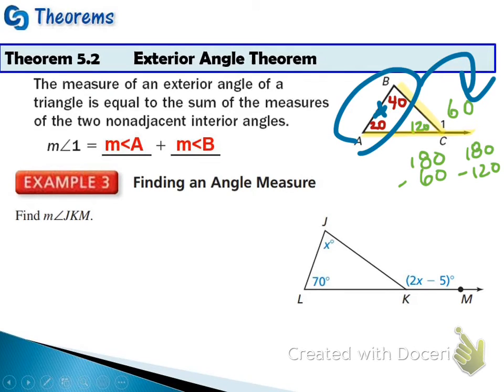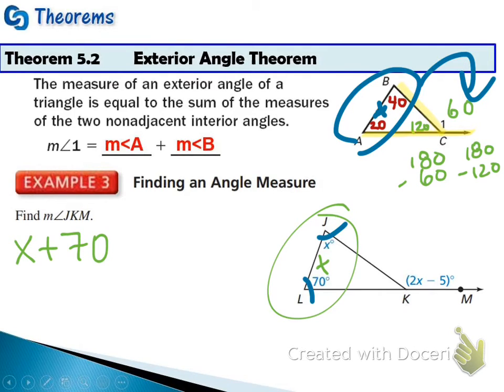So we're going to use that property here. What are the 2 non-adjacent interior angles? Give me the letters. All right, J and L, yeah. So we're going to add them. We're going to take x plus 70. Those are the two interior. We're going to add them. And what will they equal? 2x minus 5.